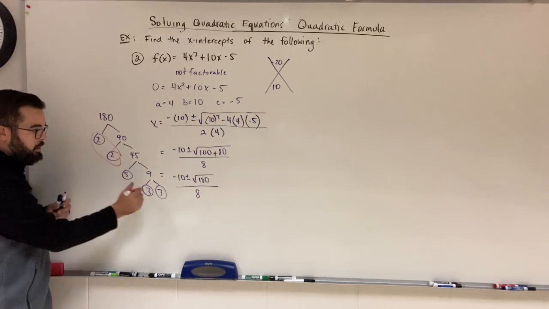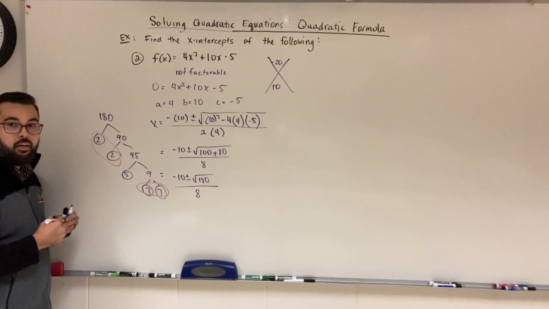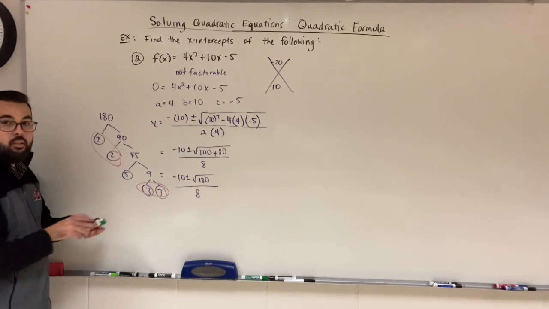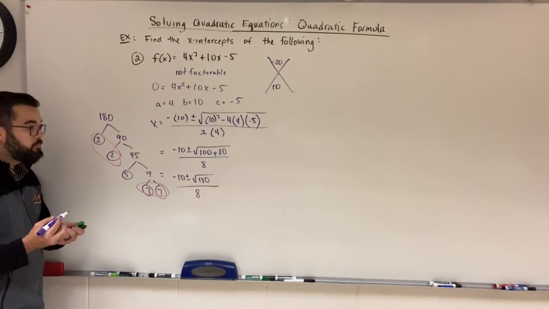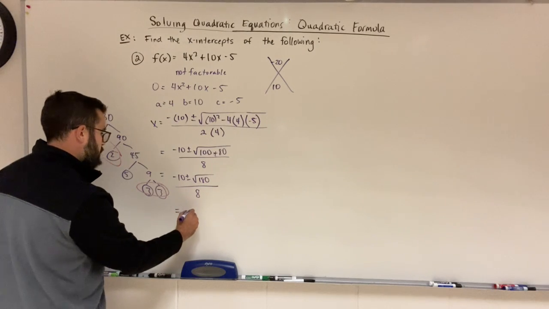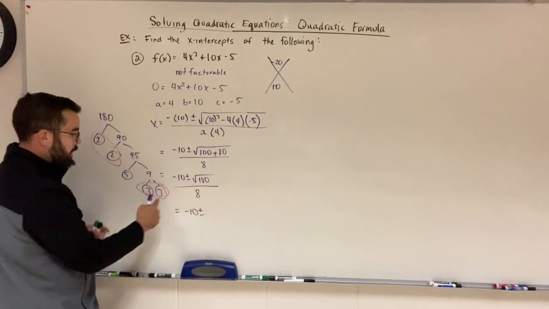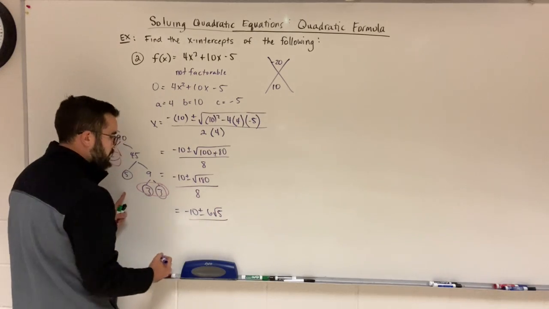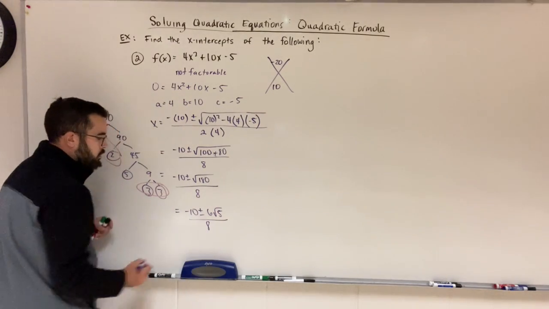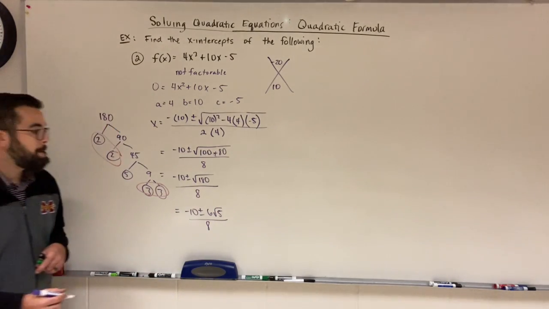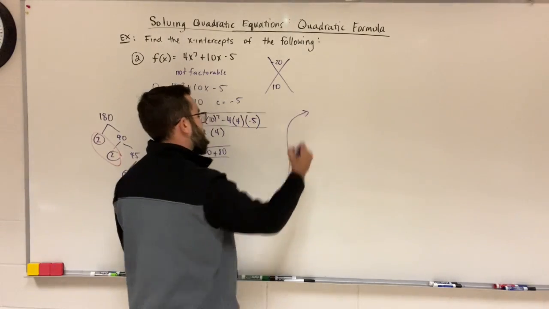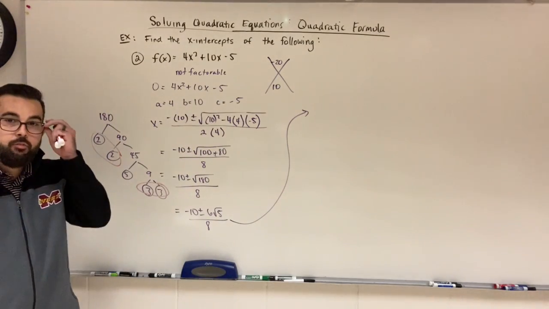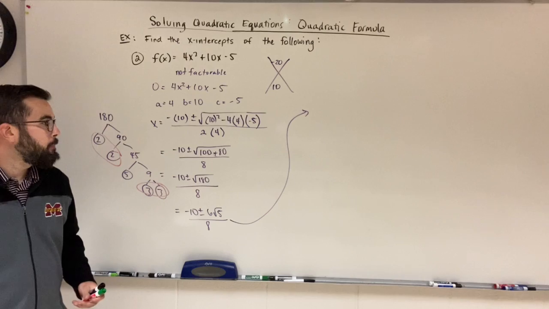Notice I have 2 squared and 3 squared as a factor, and 5 is what's left as a single. So the square root of 180 is 6 times the square root of 5 over 8. Out of room, so I'll finish on the right side there.